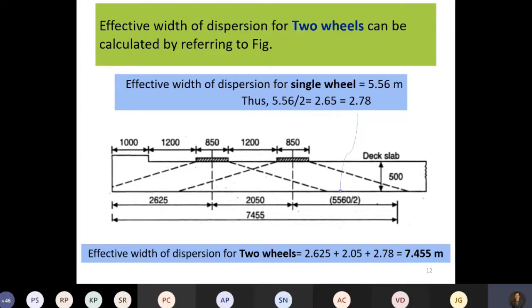Now, as there are two tracks or two wheels on that vehicle, we have to calculate the effective width of dispersion for two wheels. Just see this figure. The effective width of dispersion for a single wheel is 5.56 meter. For the double wheel, we have to calculate it by this figure. So 5.56 by 2, you will get 2.78. Not 2.65, it is 2.78.